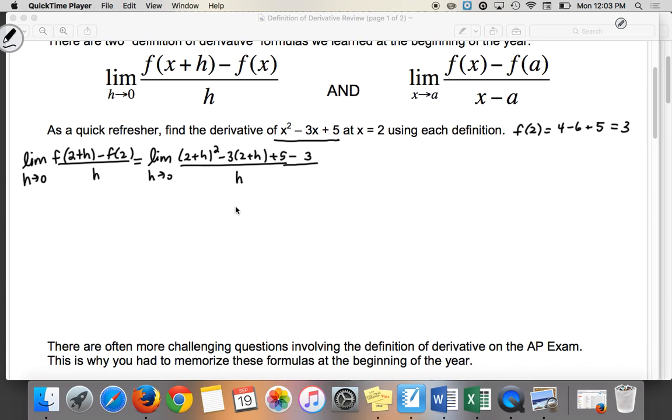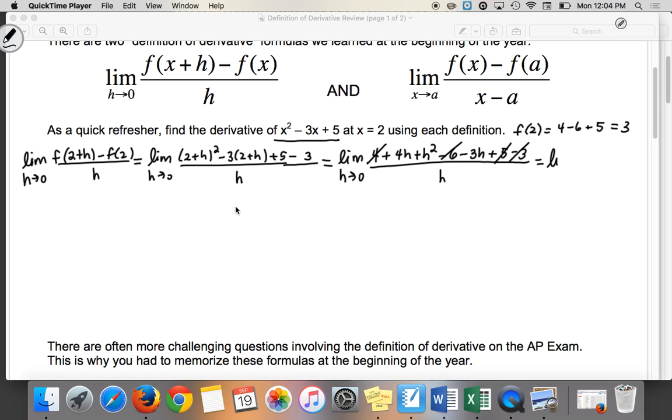So that's when we simplify everything. We FOIL everything out. So I get the limit as h goes to 0. When I FOIL the first part out, I get 4 plus 4h plus h squared, and I have minus 6, and then minus 3h, and then plus 5 minus 3. And remember we said if you did this correctly, a lot of things will end up going away. So we have the 4 minus 6 is negative 2, but 5 minus 3 is positive 2. So it's gone. And the h goes into all pieces of the numerator.